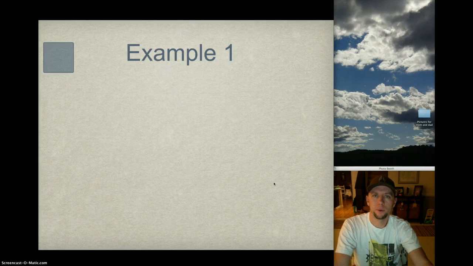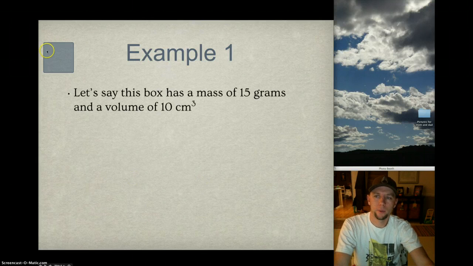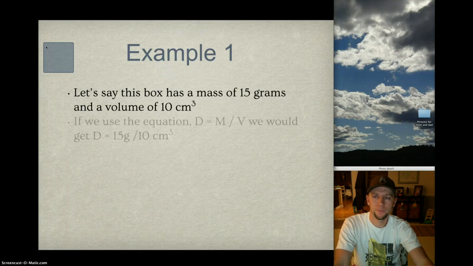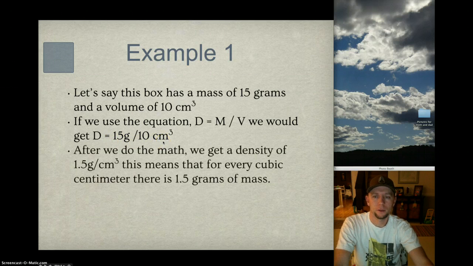So let's try a sample problem. Let's say this box has a mass of 15 grams and a volume of 10 cubic centimeters. If we use our equation density equals mass divided by volume, we would get D equals 15 grams divided by 10 cubic centimeters. And then after we do the math, we get a density of 1.5 grams per cubic centimeter. And this means that for every cubic centimeter, there is 1.5 grams of mass.